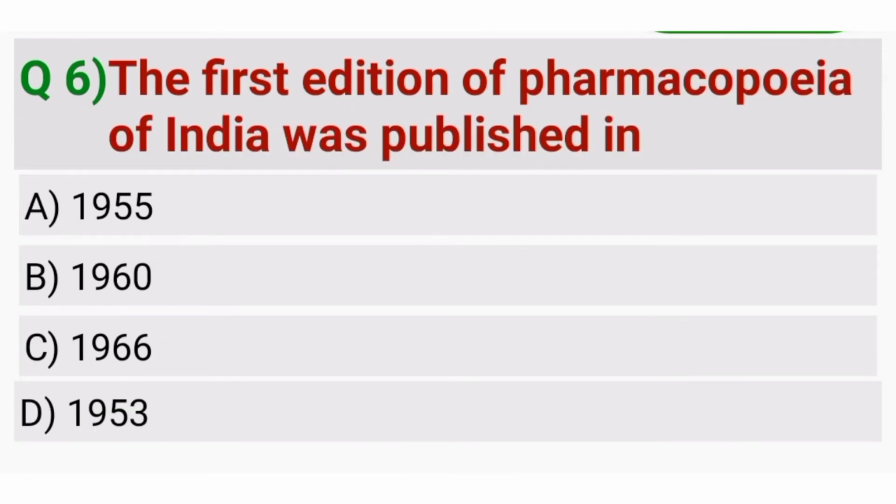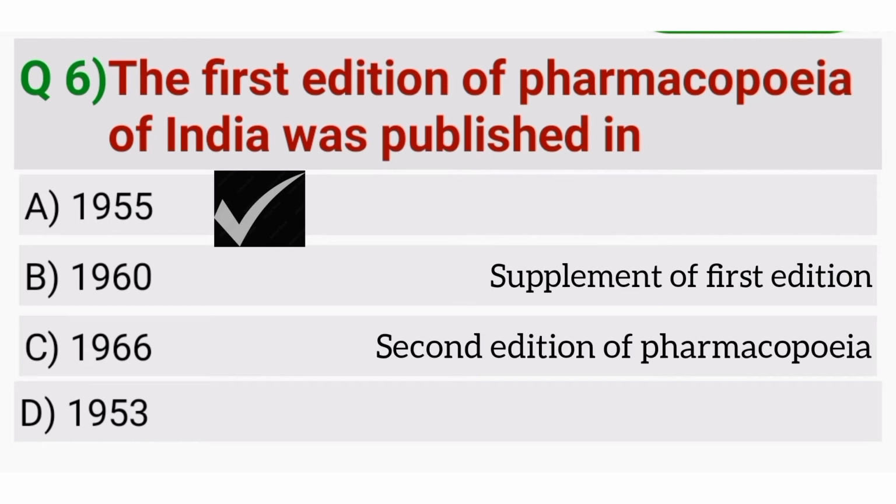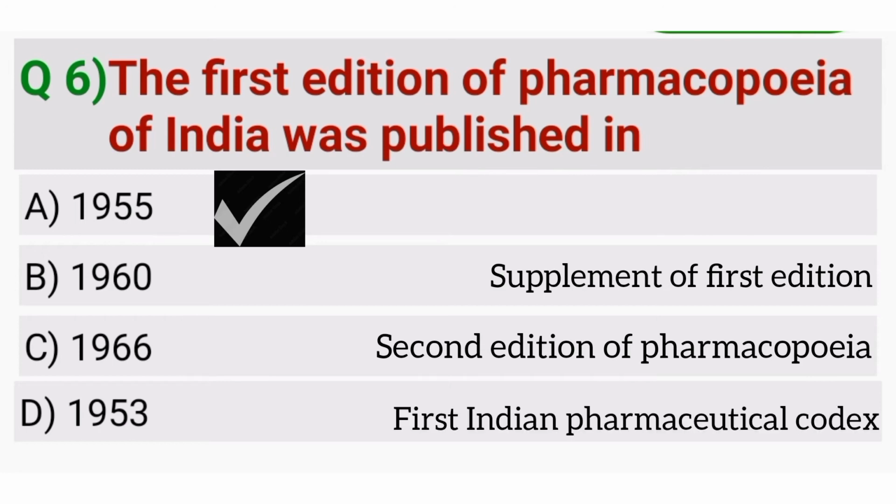Question number 6. The first edition of Pharmacopoeia of India was published in? Options are 1955, 1960, 1966 and 1953. Here the answer is option A, 1955. In 1960, the supplement of first edition was published. And in 1966, the second edition of IP was published. Then in 1953, the first Indian Pharmaceutical Codex was published.